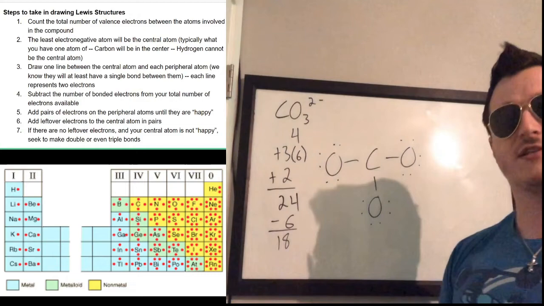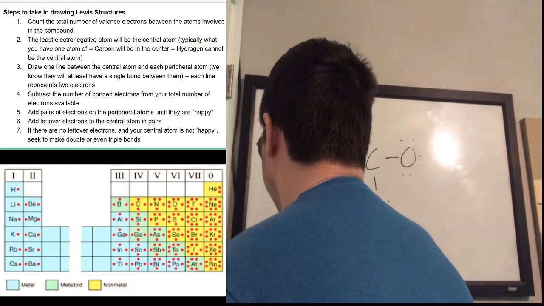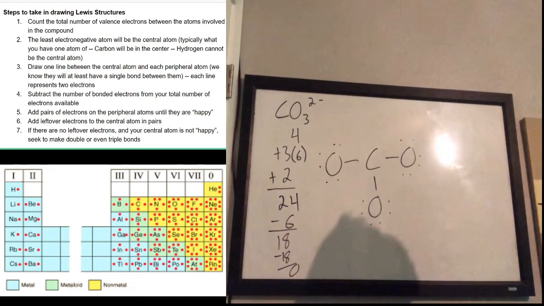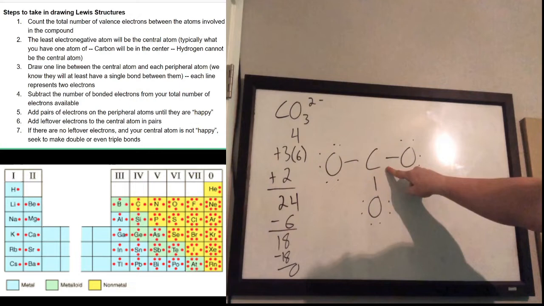Six dots on three different oxygens, six times three, Big Shack quick maths, we just used 18. So we have no electrons left over, but we have to double check our structure, and we see that carbon, our central atom, is not happy. He's going to need two extra electrons. Well, where is he going to get it from?